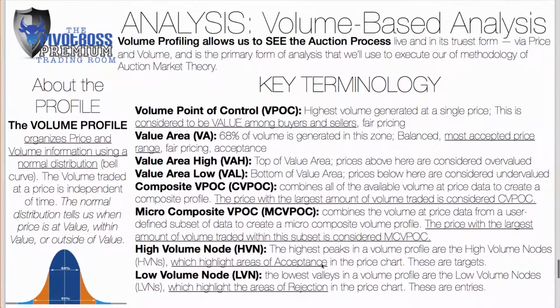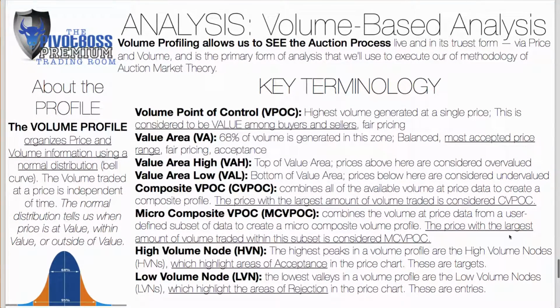Here's the first cheat sheet that I want to show you. We're going to cover some of these topics on the cheat sheet, and then we're going to jump into the live charts. I have 2 cheat sheets for you today. This is the volume-based analysis, and basically volume profiling allows us to see the auction process live and in its truest form via price and volume. It's the primary form of analysis that we will use to execute our methodology of auction market theory.